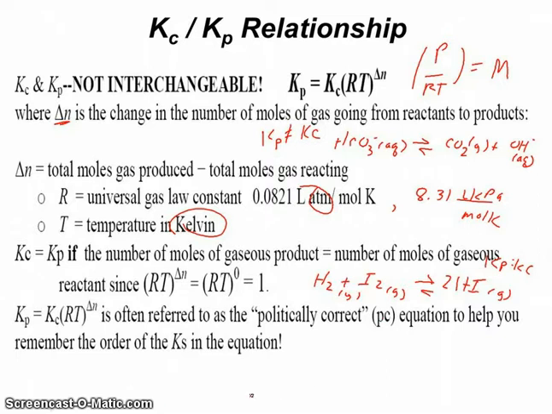All right, Kp equals Kc times RT to the delta N is sometimes called the politically correct equation, the PC equation. This will help you remember the order of the K's. So it's always Kp equals Kc, not Kc equals Kp. So if you'll remember PC for politically correct, it will help you get them in the right order.